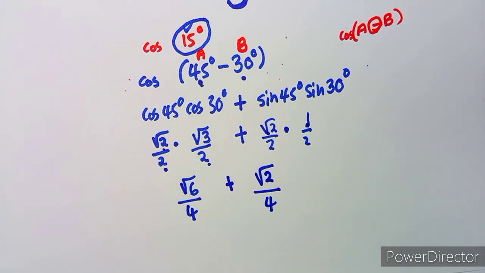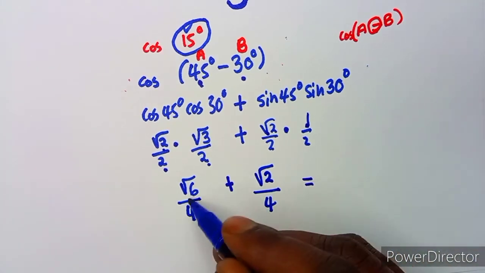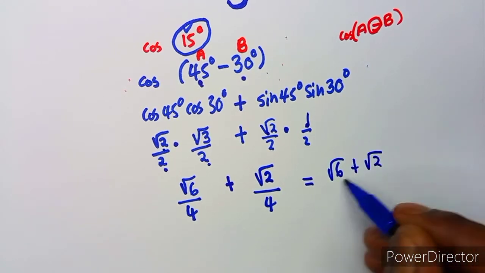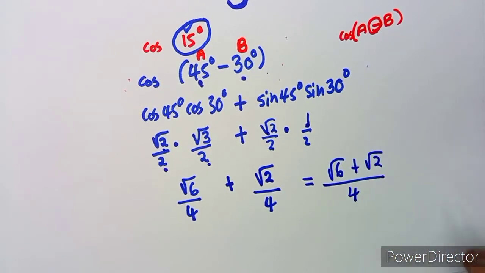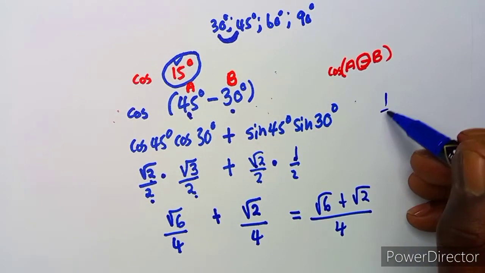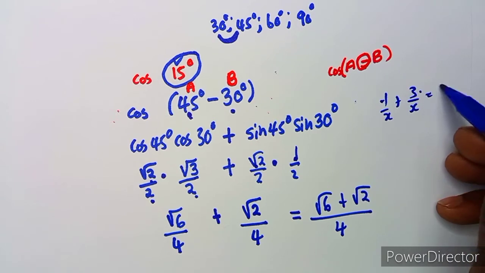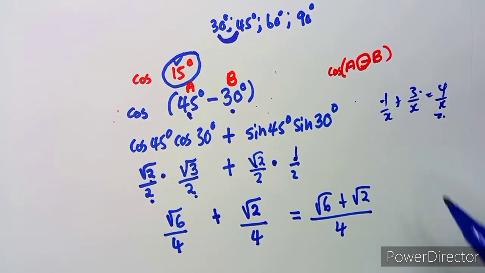So as we know, guys, if the denominators are the same, you can easily combine the two. The square root of 6 plus square root of 2, everything over 4. The denominators are the same, so just combine, just like 1 over x plus 3 over x. Just add. This one is 4 over x. Don't think a lot. The denominators are the same. Just add the numerators. You're done.